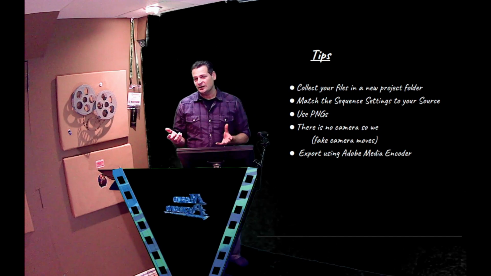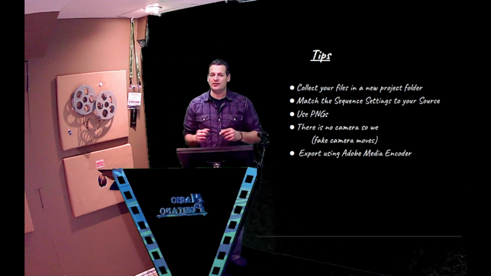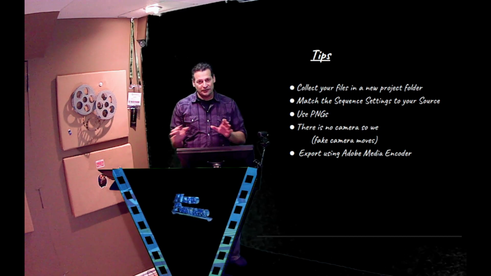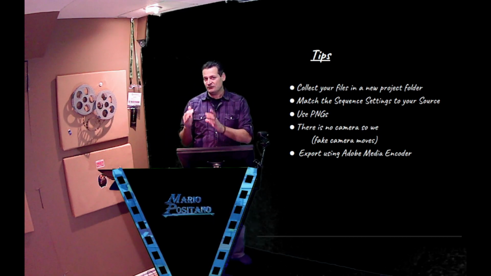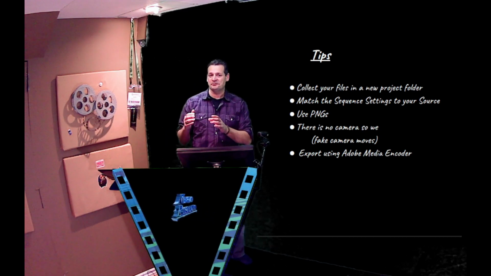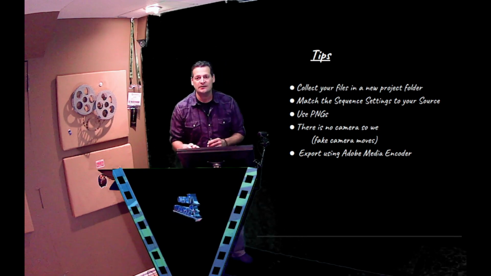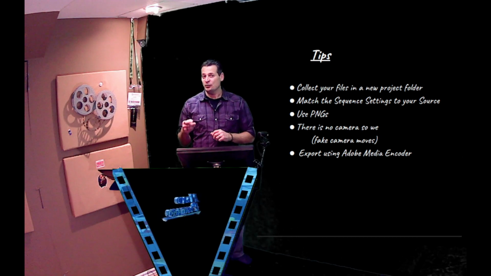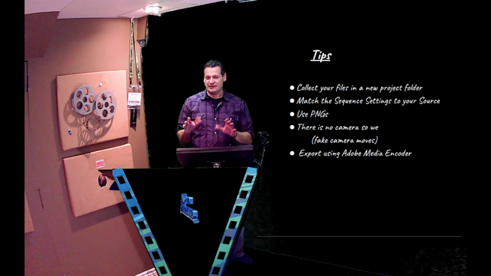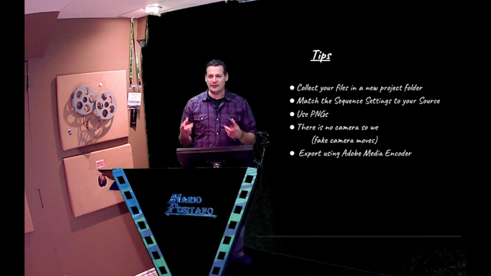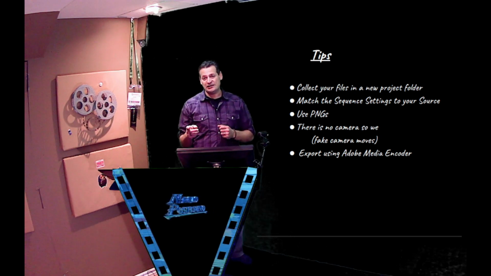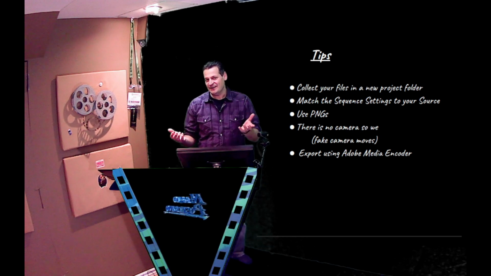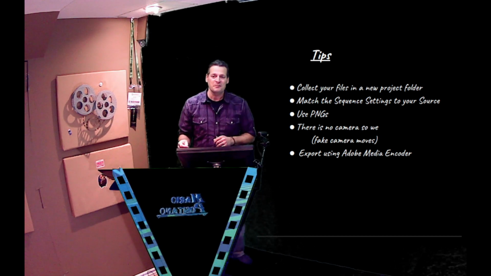So while we're working on Premiere, here's a couple tips for you to think about. Collect all your project files, all your assets, and put them in one folder, in one area. That way it's nice and organized. Match your sequence settings with your source. That might sound a little cryptic, but I'll explain that. Use PNGs, I'll explain that as well. Okay, you want to maintain your quality, right? PNGs are good for that.